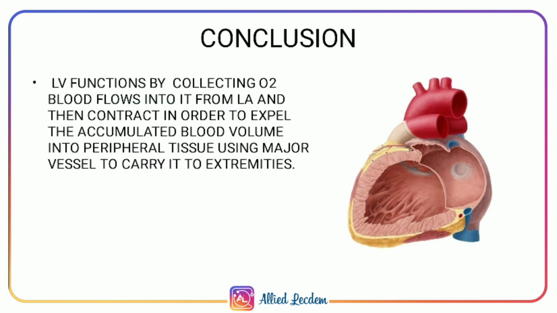Conclusion. The left ventricle functions by collecting the oxygenated blood that flows into it from the left atrium. It then contracts and propels to expel the accumulated blood into the peripheral tissue, using the major vessel called the aorta to carry it to the extremities.